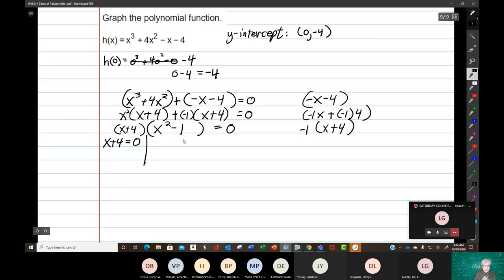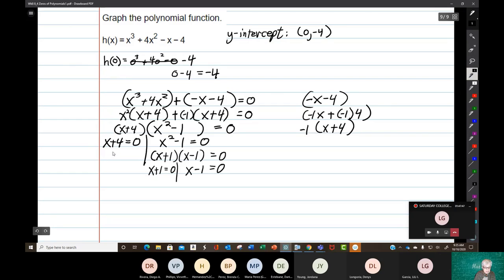x plus 4 equals 0, and x squared minus 1 equals 0. So we'll come down, this will be x squared. No, it won't. This will be x plus 1 times x minus 1 equals 0. So we'll have x plus 1 equals 0, x minus 1 equals 0.